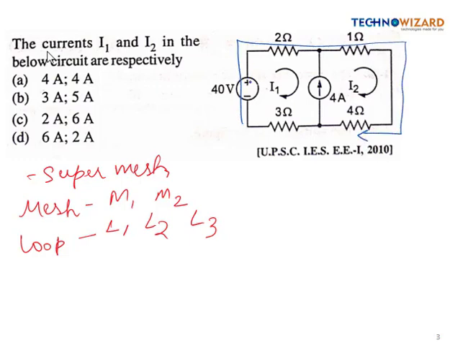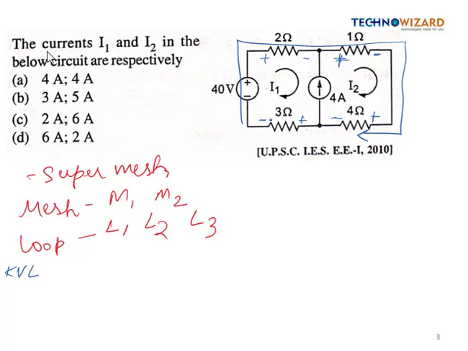Here current I1 is flowing like this. So this terminal will be positive because current I1 is flowing like this, and this will be negative. Similarly, current I2 is also flowing like this, so this will be positive, this will be negative. The terminal at which current is entering will be considered as positive. Now we're going to apply the KVL at the outer loop.